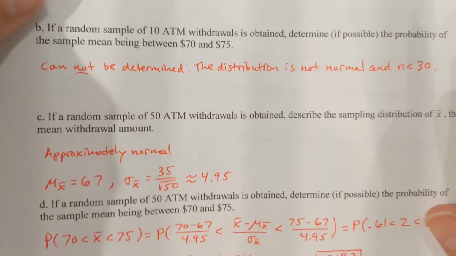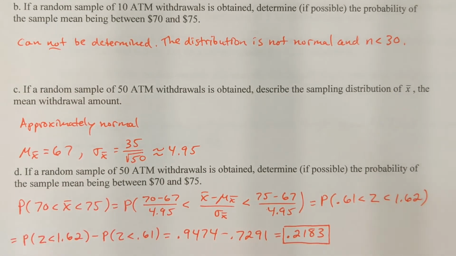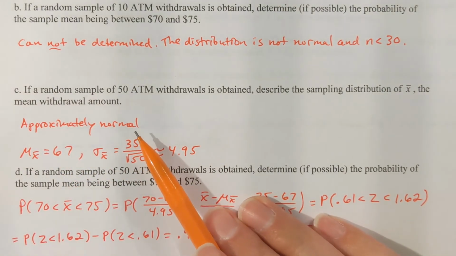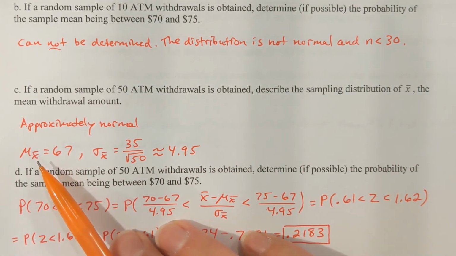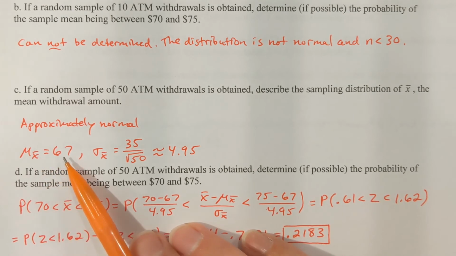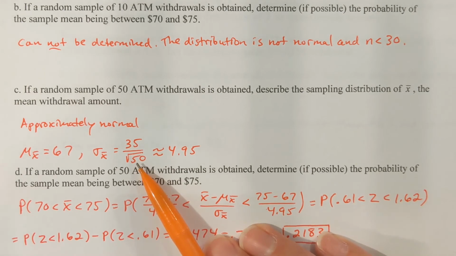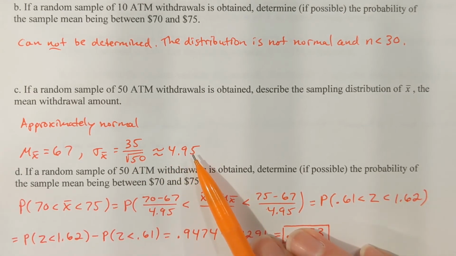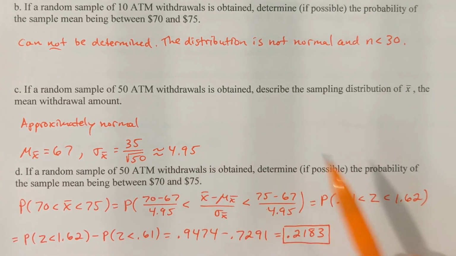Part C. If a random sample of 50 ATM withdrawals is obtained, describe the sampling distribution of X bar. That is the mean withdrawal amount. Well, it's going to be approximately normal since the sample size is big enough. And the mean of the sample means is going to be the same as the population mean, which is $67. The standard error is the standard deviation divided by the square root of the sample size, and that number would be roughly 4.95. So there's not a huge spread in the sample means we would see here.